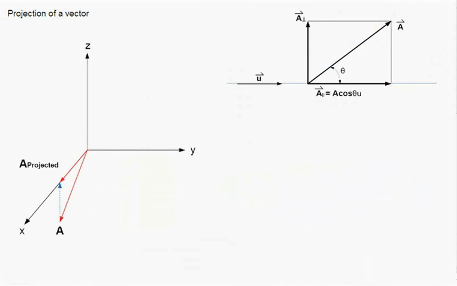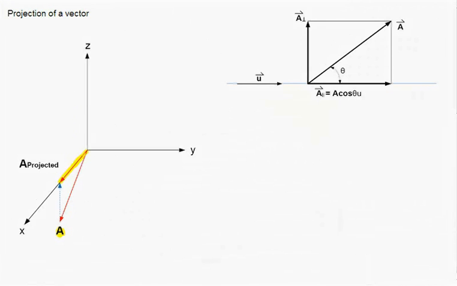The other main use of the dot product in engineering mechanics is the projection of a vector onto another vector. What is meant by this is how much an arbitrary vector is pointing in the direction of another vector. In the first diagram, we can see that the vector of interest is vector A, and that we are finding how much this vector is projected along the x-axis.